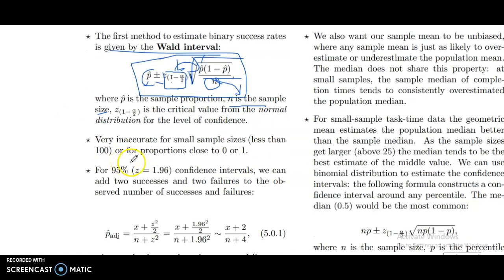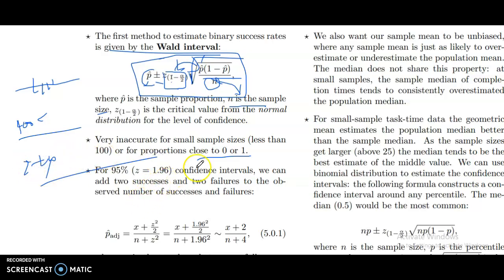It is very inaccurate for small sample sizes, less than 100, or for proportions close to 0 or 1.